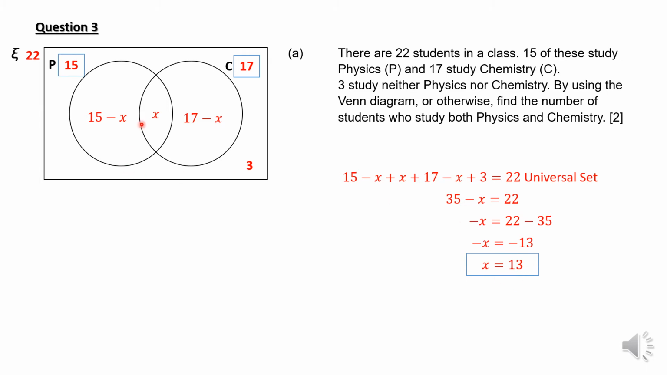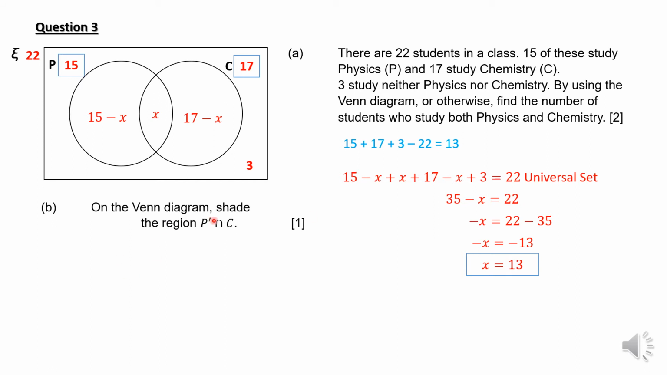So I know that the learners who study both are 13. The learners who don't study chemistry and physics, we already know that's 3. Another way of doing it, obviously, you take 15 plus 17 plus the 3, which will give you something more than 22, then you subtract 22 and you get that particular answer. But I am very much in favor of using the algebra like this.